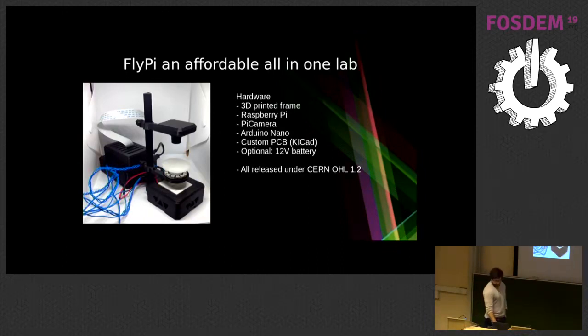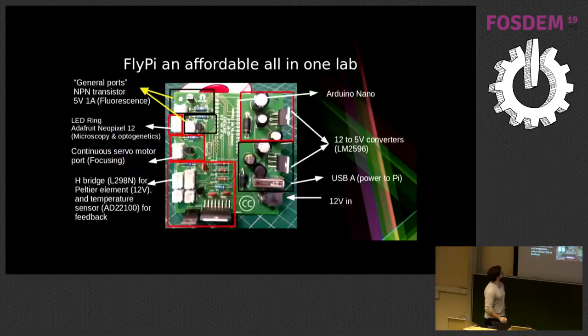This is how the PCB looks like. So it's basically a bunch of modules. So you have 12 volts in. Then you have two power converters, one for the Raspberry Pi, which you can power from this USB exit here, and one for all of these other devices on the side.